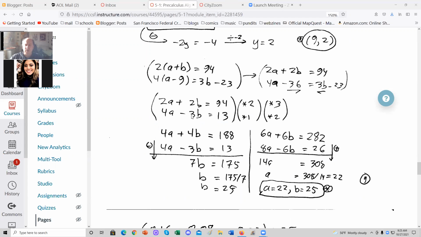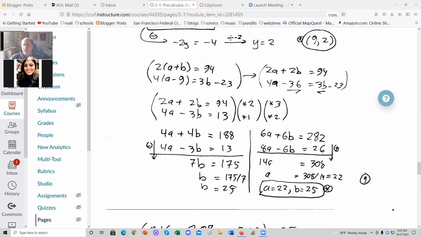Well, we have a 2 and a 3 here, so let's rescale by a 3 and a 2 to make the b's line up. This times 3 throughout is 6a plus 6b equals 282. This times 2 throughout is 8a minus 6b equals 26. So you have a 6b and a minus 6b. These we can eliminate by adding the equations.